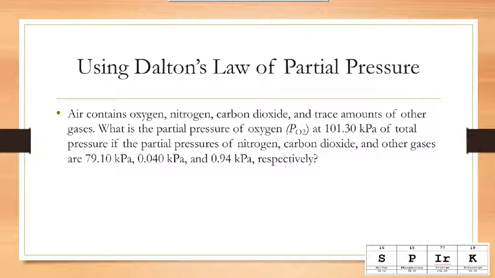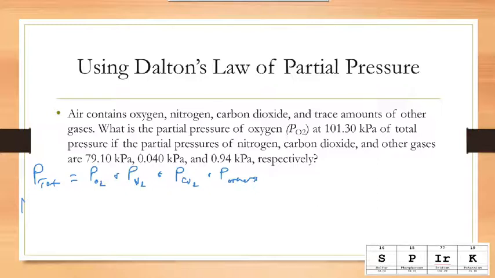So let's remember that the equation for partial pressure is, in this case, P total equals the partial pressure of O2 plus the partial pressure of N2 plus the partial pressure of CO2 plus the partial pressure of the others. I realize those little subscripts are pretty poor, but they're tiny on the screen here, so it's hard for me to write. Now we have all these pieces of information except for the partial pressure of O2. So we're just going to plug these in.